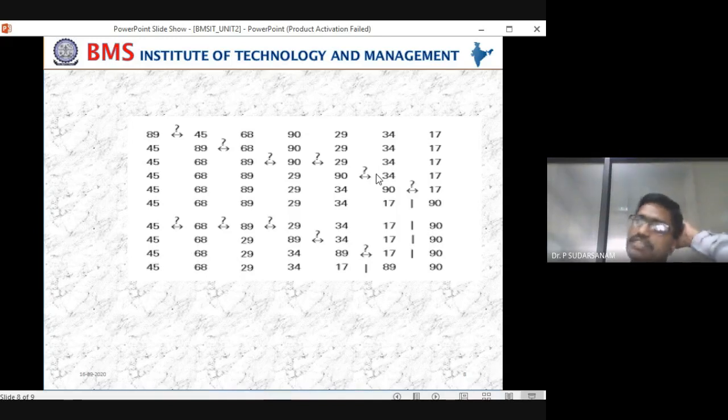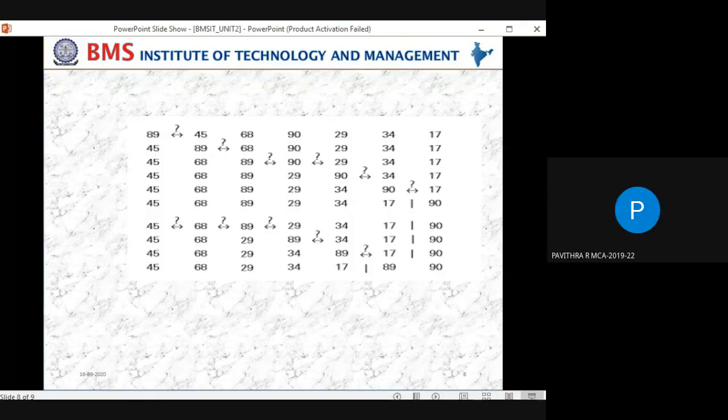Any doubts now? Selection sort, bubble sort, other people? Any doubts? Kishore? Any doubt? Pavitra? Yes, sir. Any doubt? No, sir.